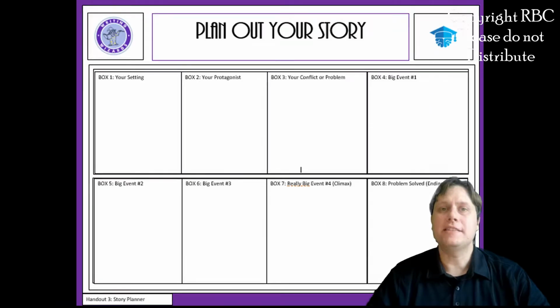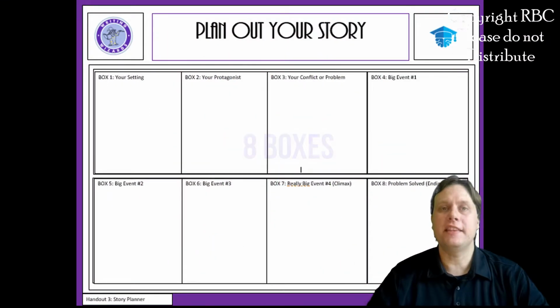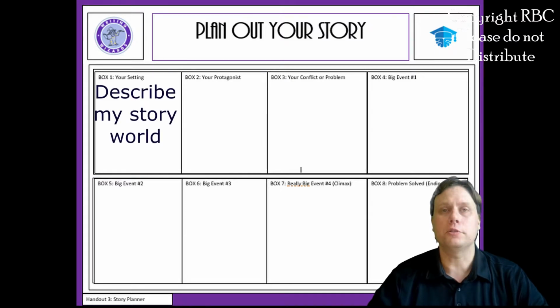You'll notice that it has 8 boxes. In this planner, you're going to write out each of the things that will happen in the story. So in the first box, I want you to describe the story setting. In other words, you're going to start your novel by describing your story world. So in box 1, I'm just going to write describe story world.